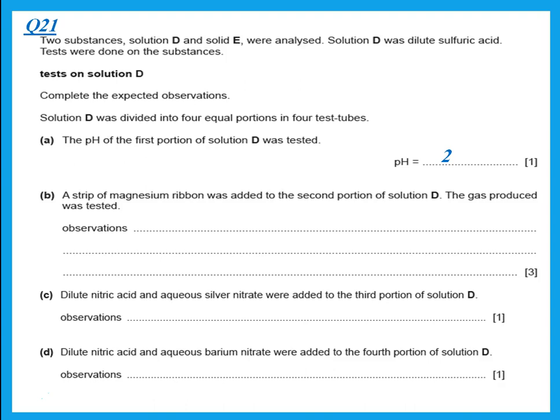Then he said a strip of magnesium ribbon was added to D. So I'm adding magnesium to sulfuric acid. Again, when we add a metal to an acid, it gives hydrogen. So it will give bubbles of gas. And he says the gas produced was tested. So this gives lighted splint pops. That is the test for hydrogen.